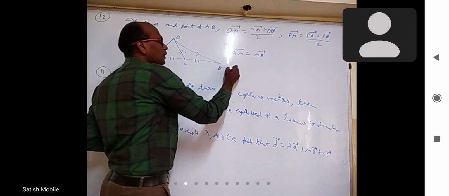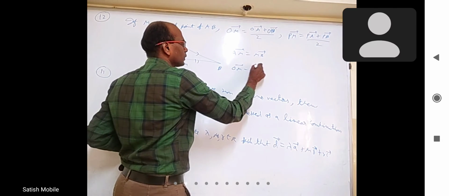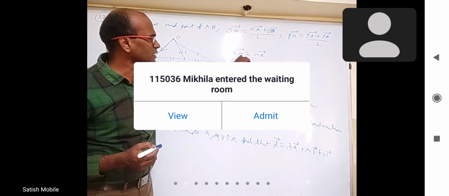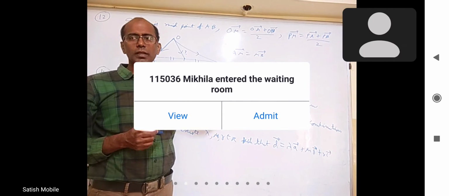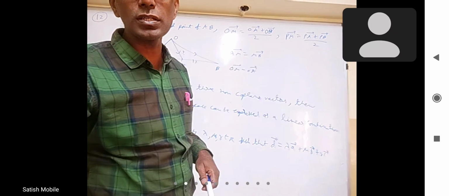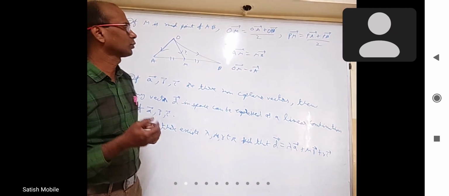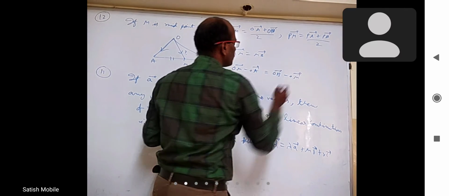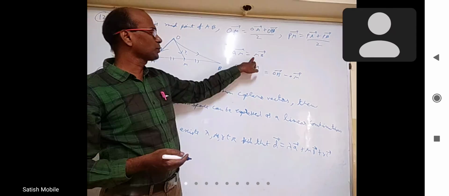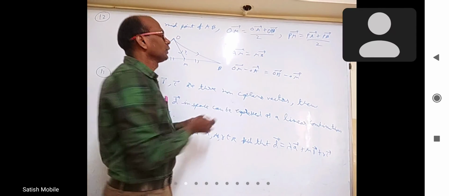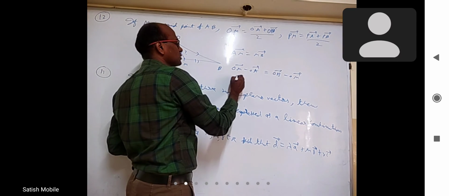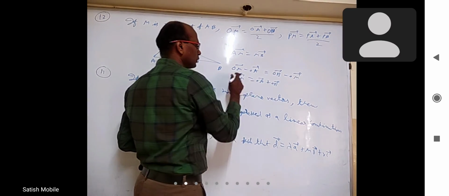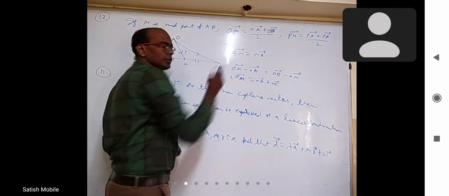This AM bar I can write OM minus OA. I told you, whenever you want a vector, it is position vector of the second point minus position vector of the first point. Yesterday I told you AB bar equals OB minus OA when I defined position vector. This MB bar I can write OB bar minus OM bar. Position vector of the second point minus position vector of the first point. Bring this OM bar this side, this OA bar that side. You will get 2 OM bar is equal to OA bar plus OB bar. Divide by 2, you will get this.